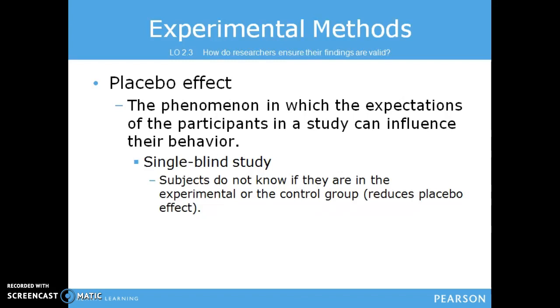So to reduce the placebo effect, we can do a single blind study where they don't know if they're in the experimental group or the control group. And this is where a vegan burger and a cheeseburger would come in handy. They have no idea. To the naked eye, their group and the other group look the same.